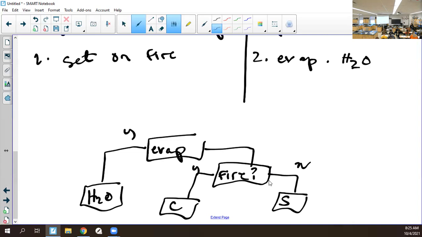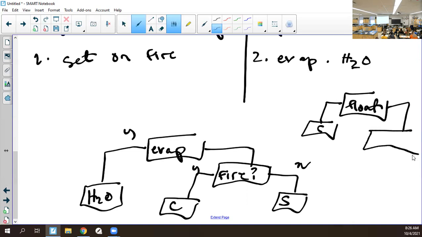What would a second one be, if we're trying to do the second set of instructions? Yeah, you could do it floats in water. That would be our charcoal. And then we would have our evaporating question, right?